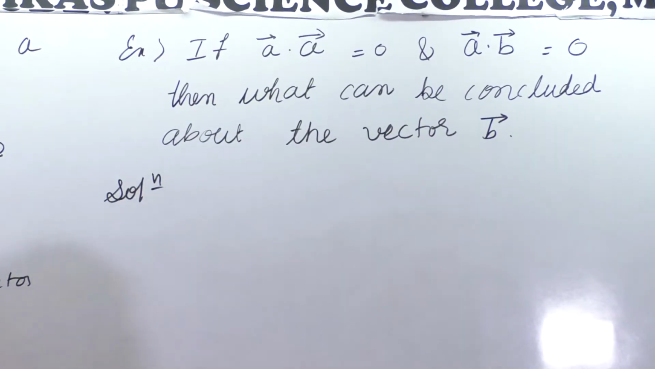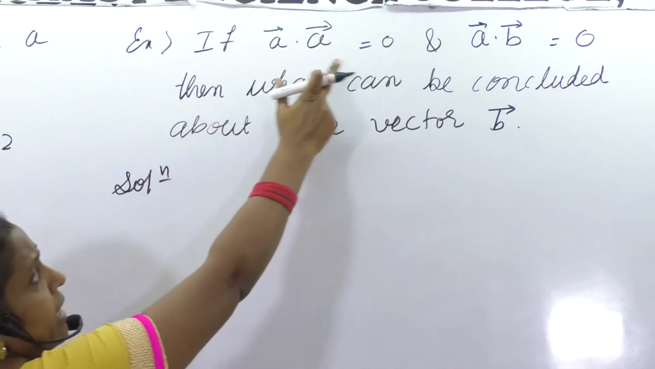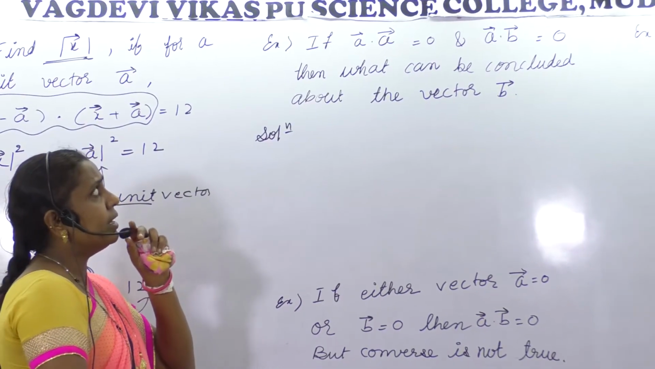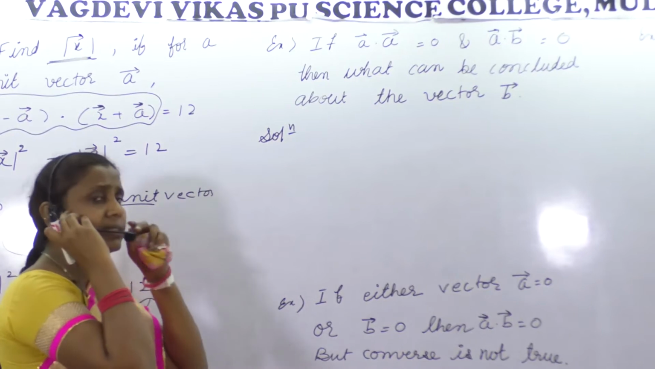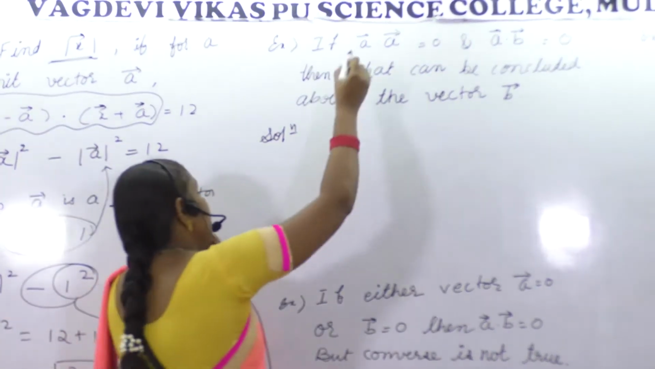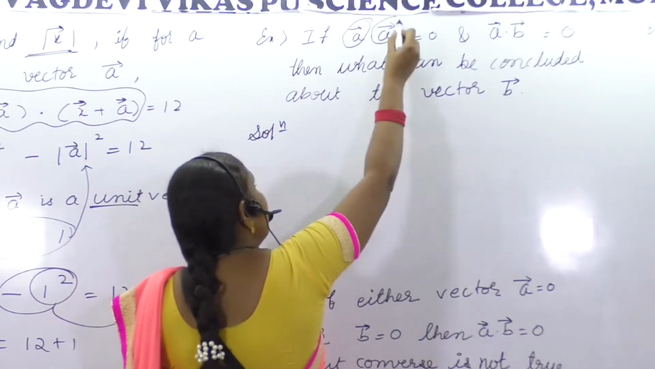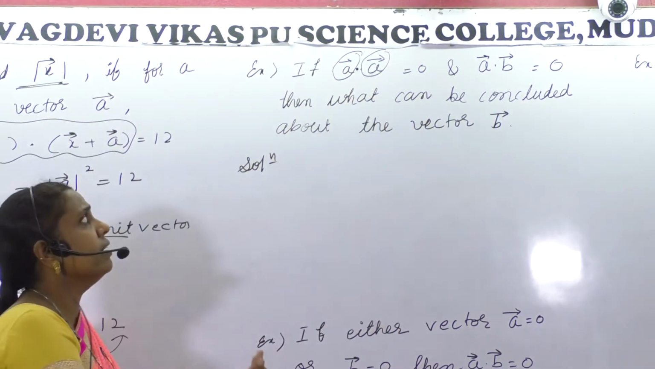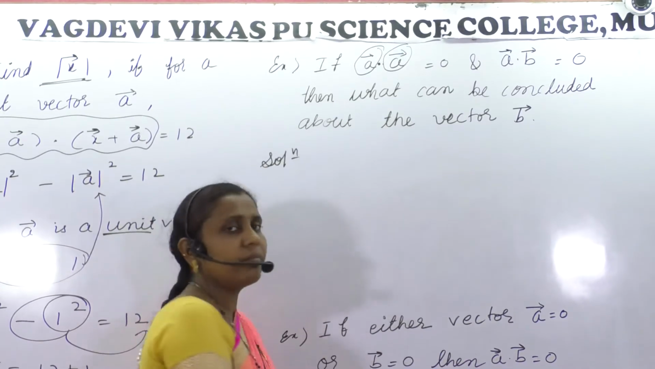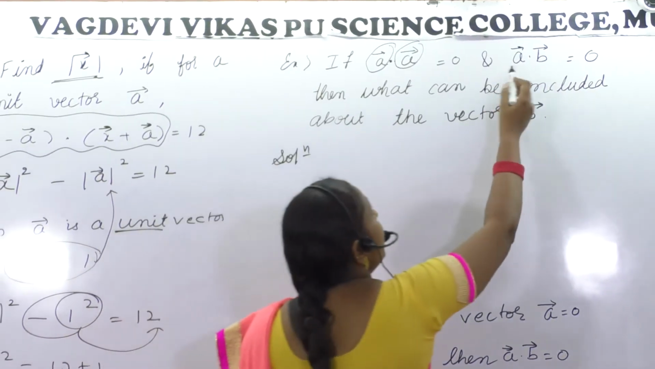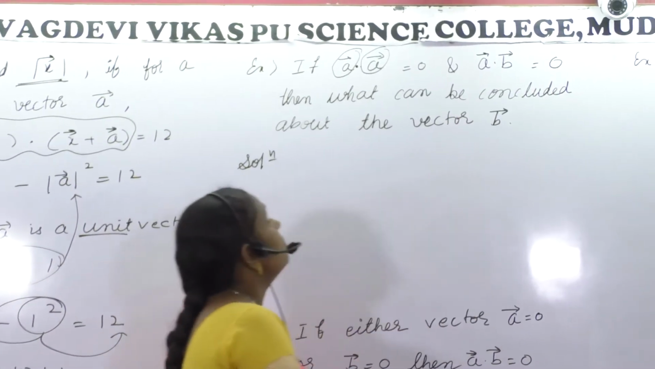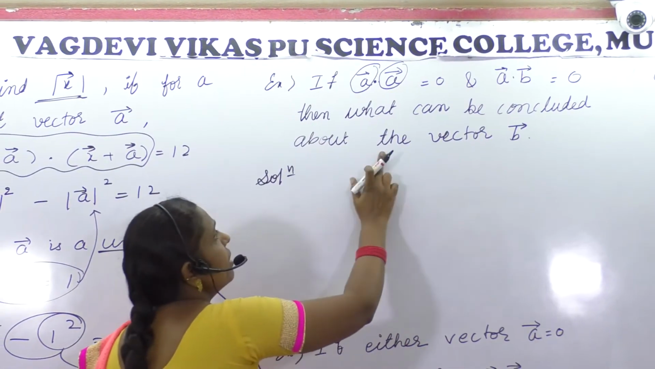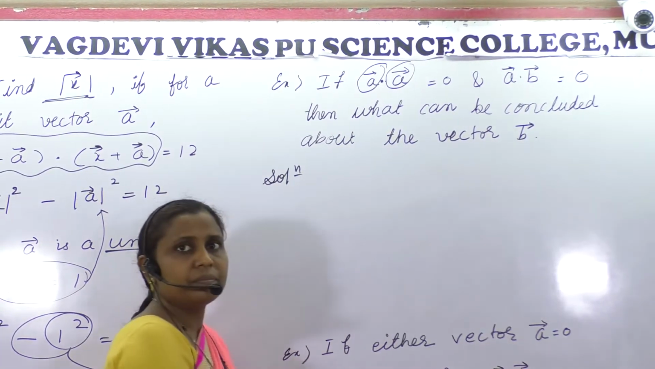Okay. Next, the question is very objective kind, but you must be knowing, this is also very important. If a dot a equal to 0, two vectors are there or one vector is there? Tell me. Only one vector. Dot product of this vector with the same vector will be giving 0. Okay. A dot b is also equal to 0.